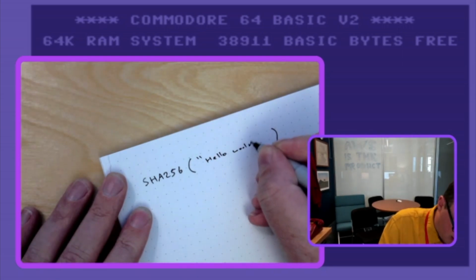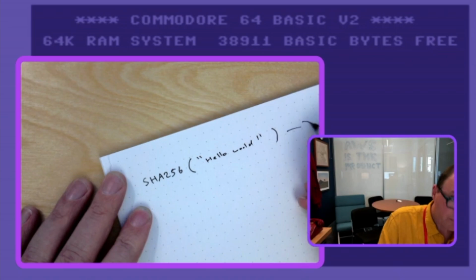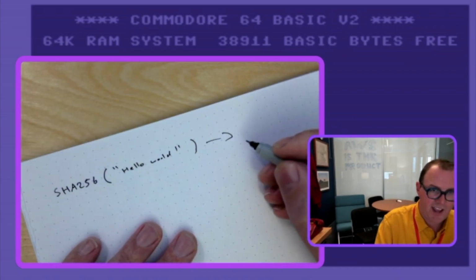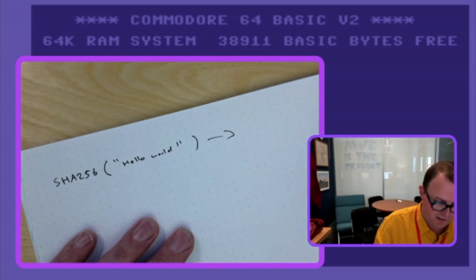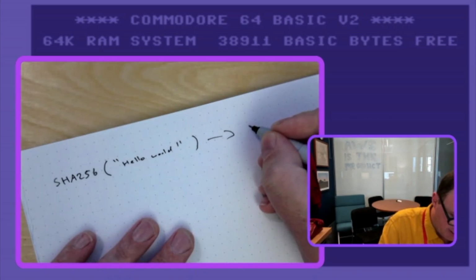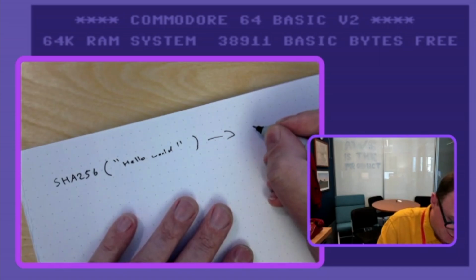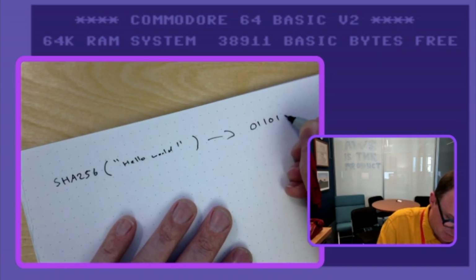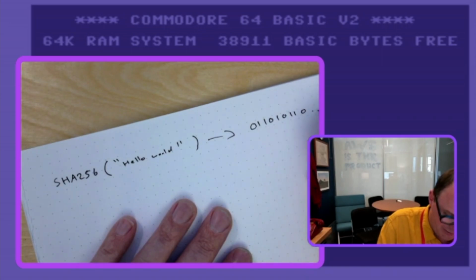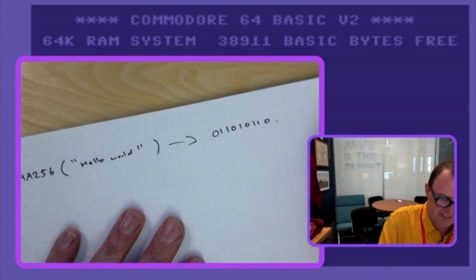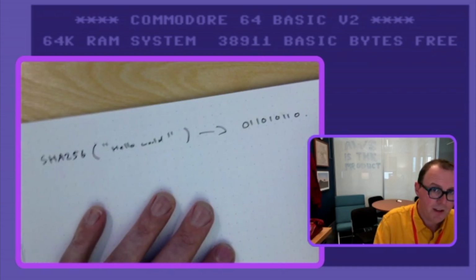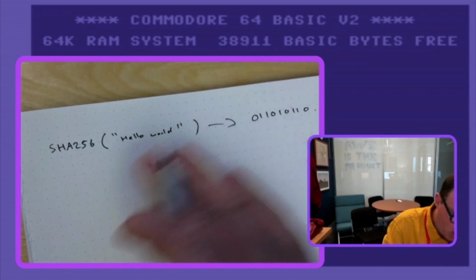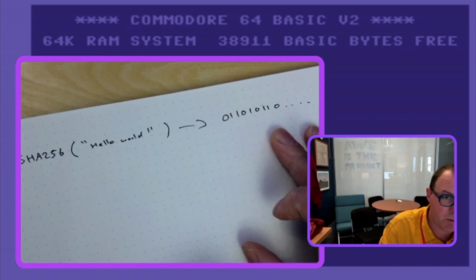That's the input, and it produces a 256-bit long output. If we were writing this in binary, I'm just making these numbers up to be clear, but we do that and we get 256 of these bits. And there are some important properties.